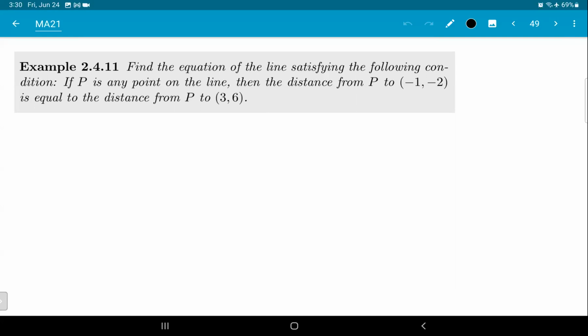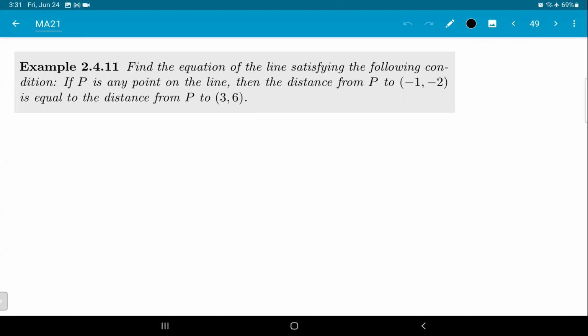Here I have a problem that will eventually lead us to the concept of the perpendicular bisector. But this can be solved in another way, which makes use of a concept we've already learned in the course. That is the distance formula. So let's start by drawing a figure for the problem. Let's read the problem first.